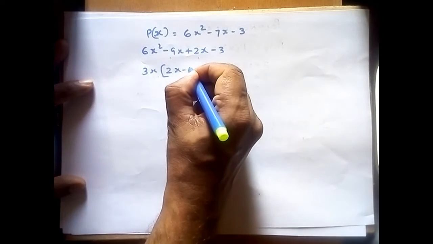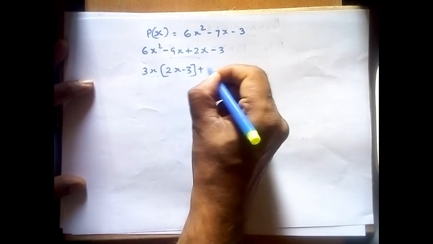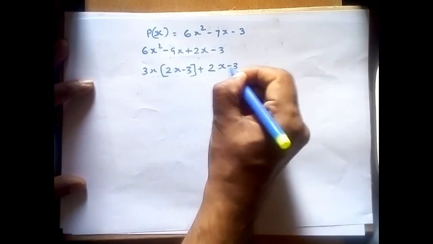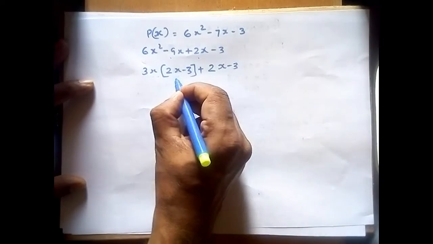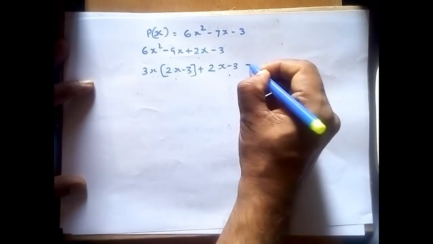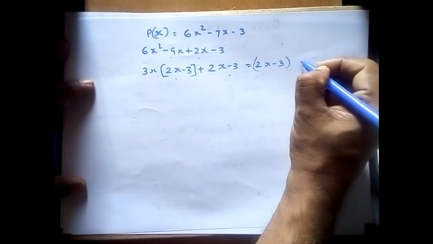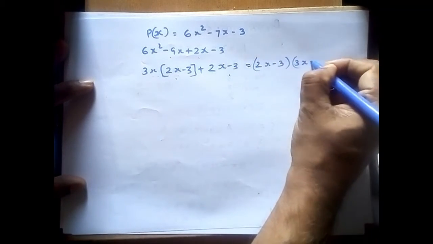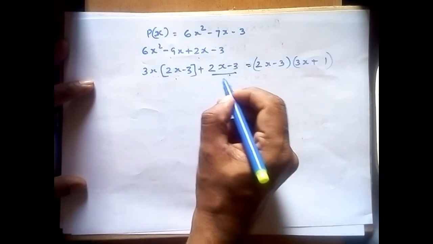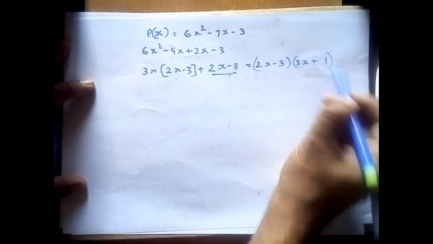So 2x minus 3 into 3x plus 2x minus 3 here. So here 2x minus 3 is there, here 2x minus 3 is there. I can take 2x minus 3 outside and 3x plus 1. Why this 1? Because here I have taken this 2x minus 3. So it is 2x minus 3 into 1 here.